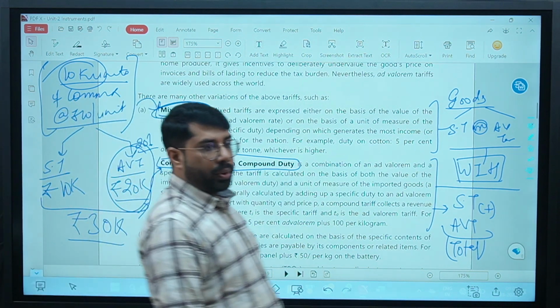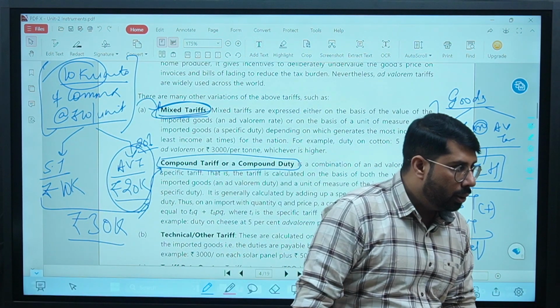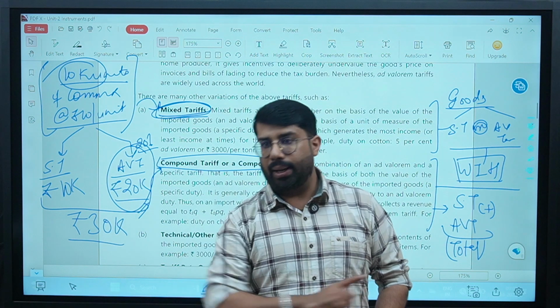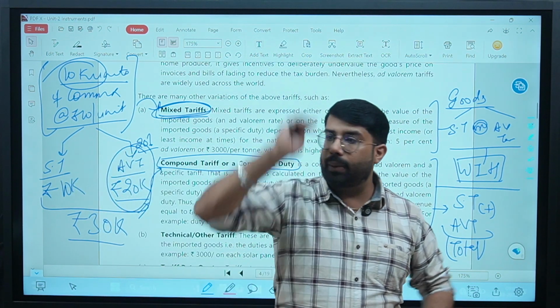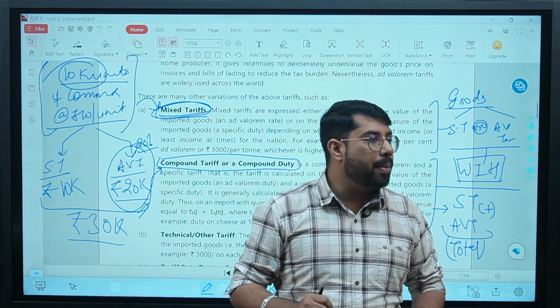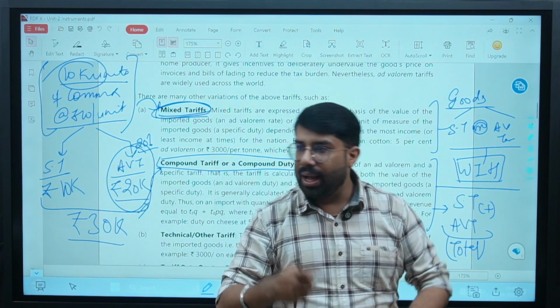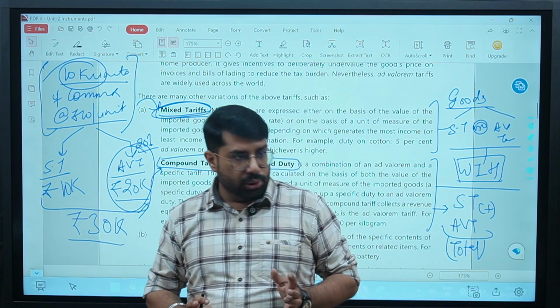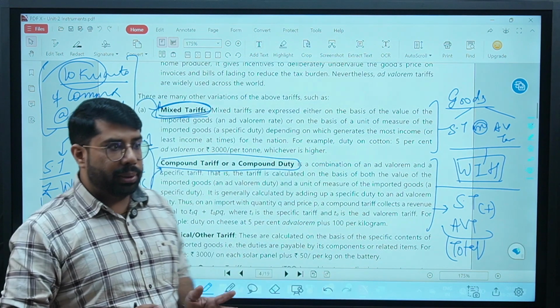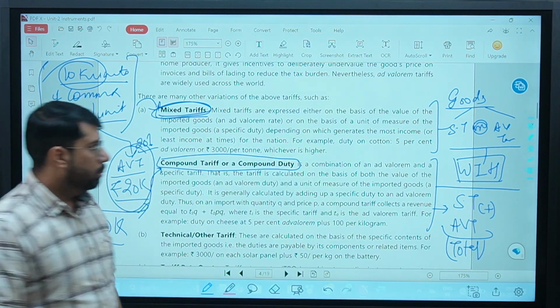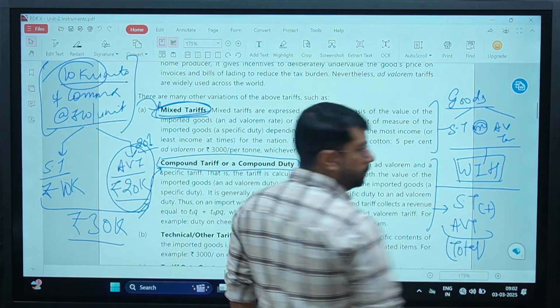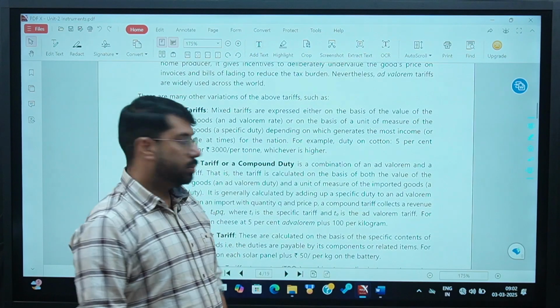Are we clear? Mixed tariff is "or", compound tariff is "and". "Or" between what? Specific or ad valorem. Compound means "and" between what? Specific and ad valorem. Are we clear on this? Sure, everyone? Any doubts, any questions? Good to go? Shall we move in? Yes, sir. Perfect. On export also we will receive.